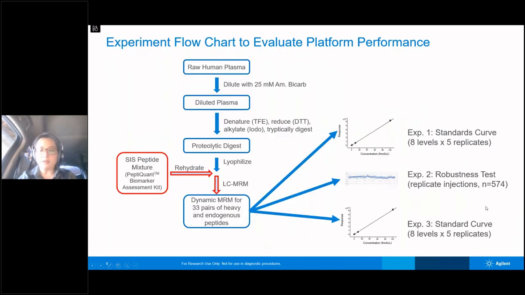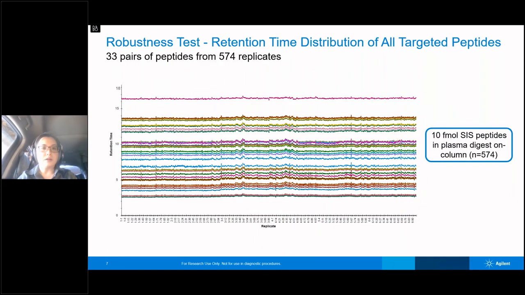So for convenience, I would like to show the robustness test data first. And here shows the peptide retention time distributions for all the targeted peptides. There's a total of 574 replicate injections. Here, different colors represent different peptides. And throughout this whole robustness test, we see the retention time pretty much keep consistent. There's only very small bumps in the middle.